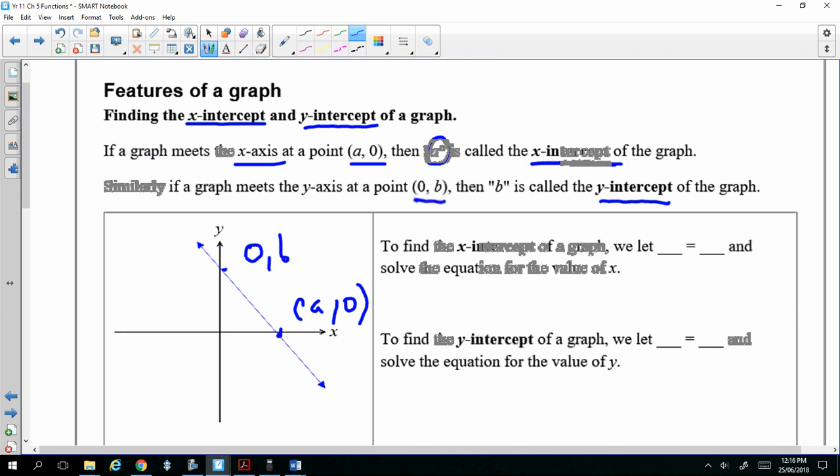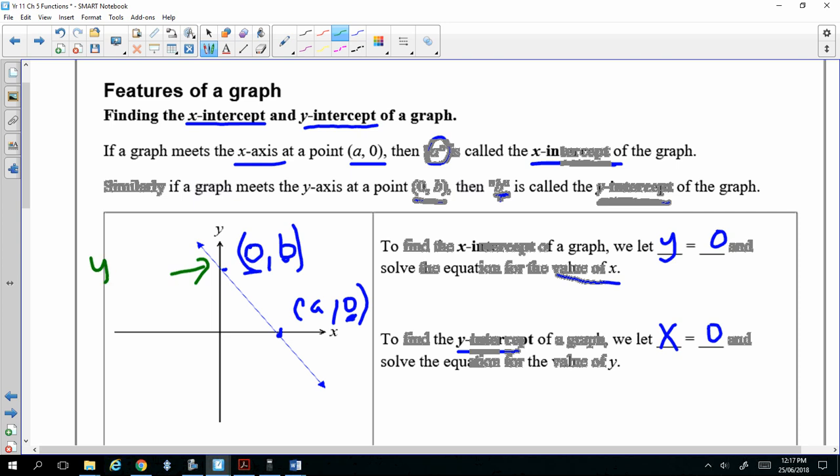As you can see, the x-intercept contains y equal to 0, right? The y is 0. And we'll solve the equation for the value of x to get the x-intercept. Whereas the y-intercept is when we let x equal to 0, because the x value is 0. We'll solve for this. So basically, this is your y-intercept where it crosses the y-axis. And then you also have the x-intercept, where it crosses the x-axis. These are the important features of the graph. So when we draw a graph, we need to find where it crosses the y-axis and where it crosses the x-axis.